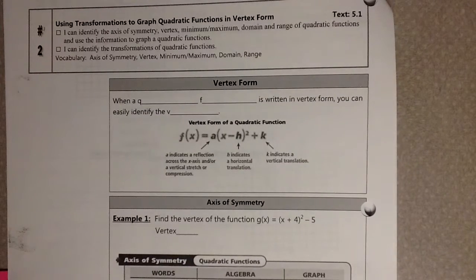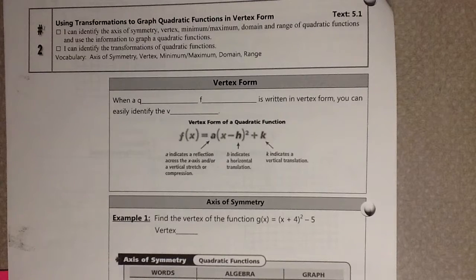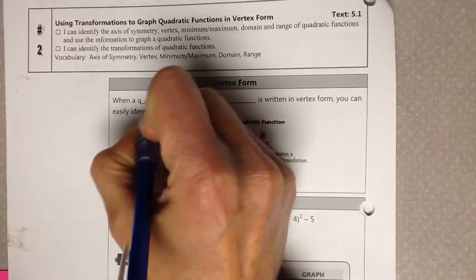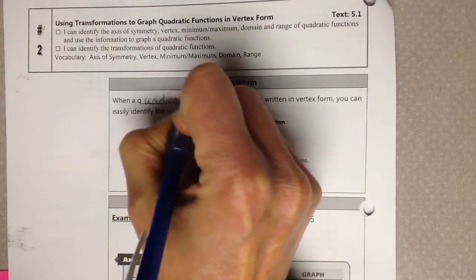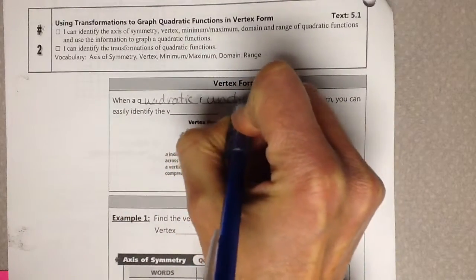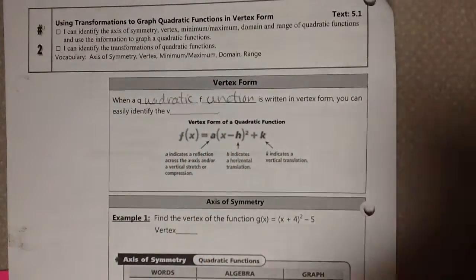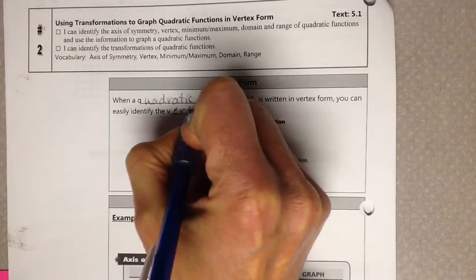In the second part of section 5-1, we're going to talk about vertex form, axis of symmetry, and how to identify the minimum and the maximum of a function, as well as the domain and the range. So, when a quadratic function is written in vertex form, you can easily identify the vertex.